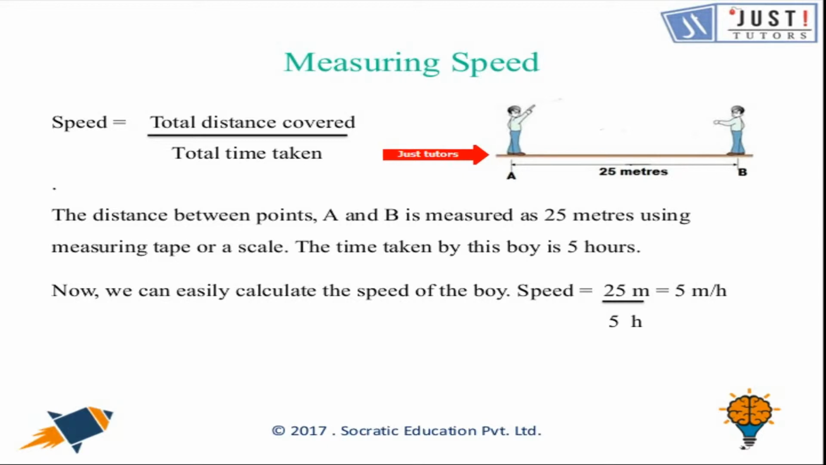So that will be the distance, which is 25 meters in this case, divided by the time, which is 5 hours in this case, which comes out to be 5 meters per hour. So we can say that the object, or the person covering this distance, is traveling at a speed of 5 meters per hour.